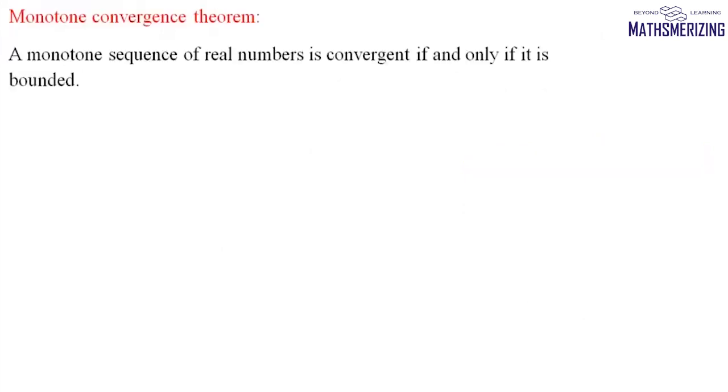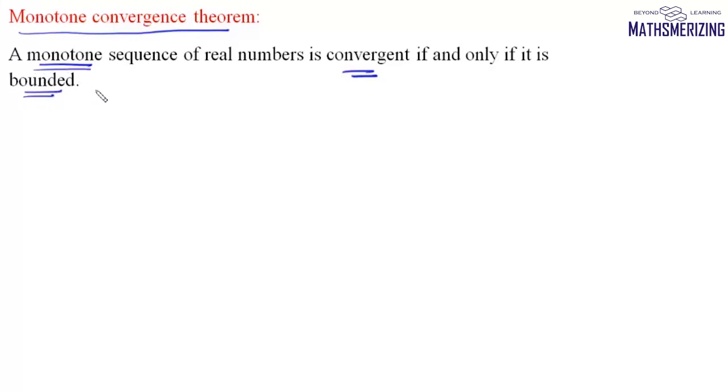And this leads to our most important theorem, and that is the monotone convergence theorem. The theorem says any monotonic sequence of real numbers is convergent if and only if it is bounded. So if we can show that a sequence is monotone and bounded, then it is a convergent sequence. So while discussing convergence of a sequence, what we'll do is we'll prove that a sequence is monotonic and the sequence is bounded. Now let us take up an example.